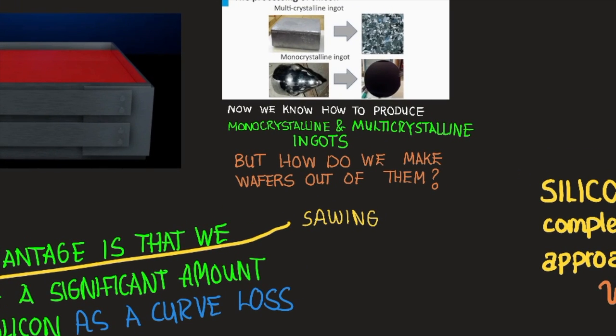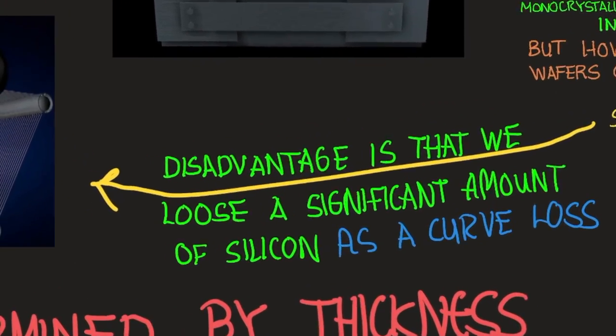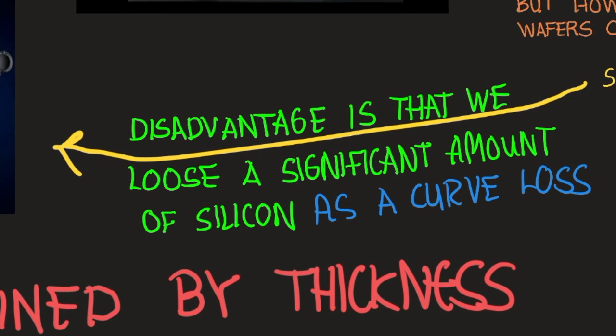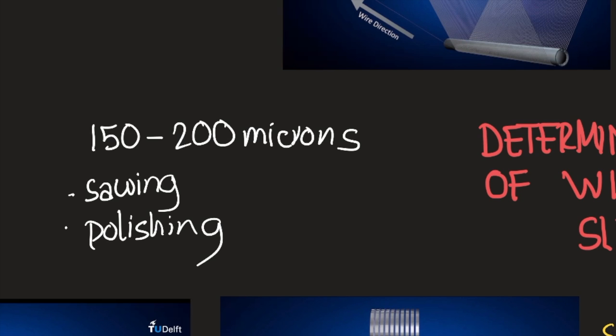So now we know how to produce monocrystalline and multicrystalline ingots, but how do we make wafers out of them? So we do that by sawing. The disadvantage is that we lose a significant amount of silicon as a kerf loss, but that's okay because when we cut something up, we have to accept the loss in between that cut. It happens for wood, it happens for metal, and it happens in this case for silicon wafers. So the thickness of the wafers can range from 150 to 200 microns in the sawing and the polishing process.